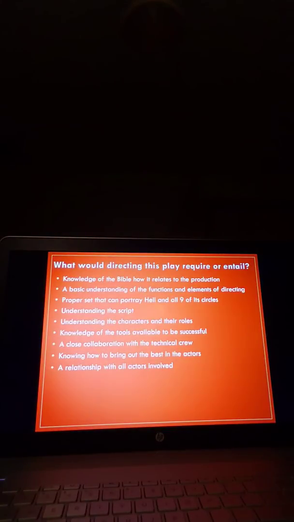What would directing this play require or entail? Knowledge of the Bible and how it relates to the production, a basic understanding of the functions and the elements of directing, a proper set that can portray hell in all 9 of its circles, understanding the script, understanding the characters and their roles, knowledge of the tools available to be successful, a close collaboration with the technical crew, knowing how to bring out the best in the actors, and a relationship with all actors involved.